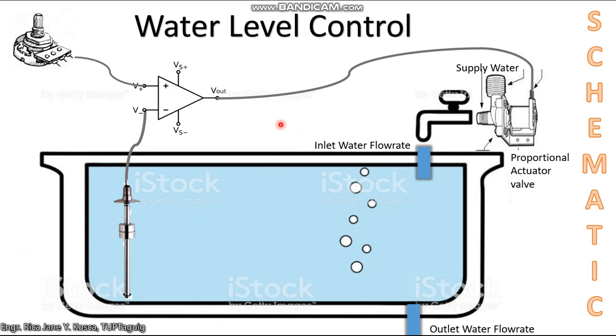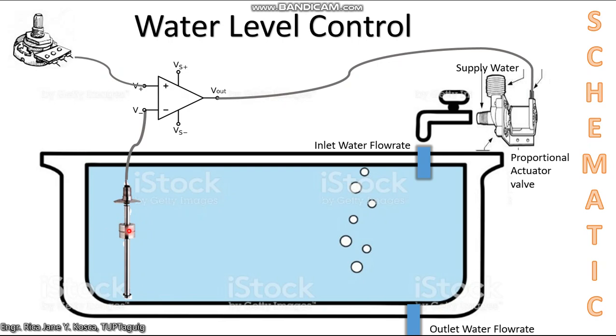So this will be the schematic diagram for this water level control. So we have here our bathtub for our process, okay, and it has water. So to sense the level of the water, we have this kind of float sensor. So this float sensor is a proportional type.